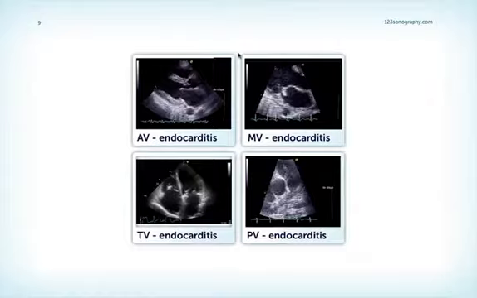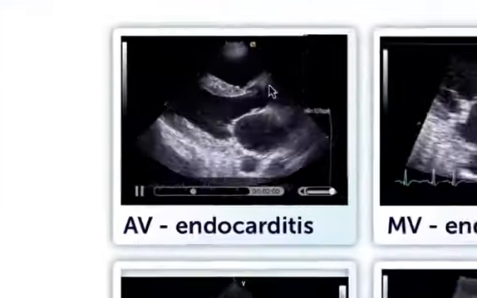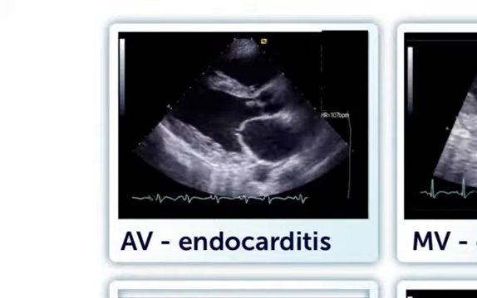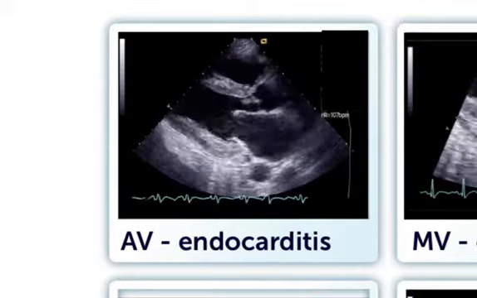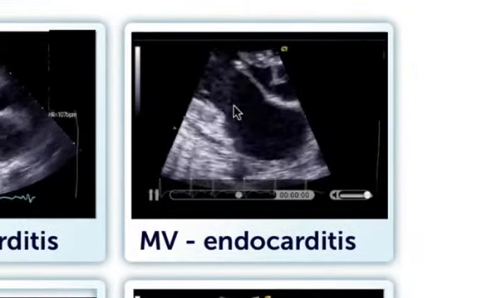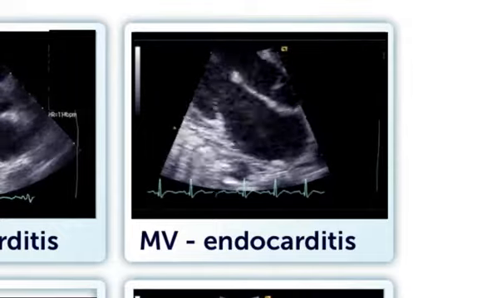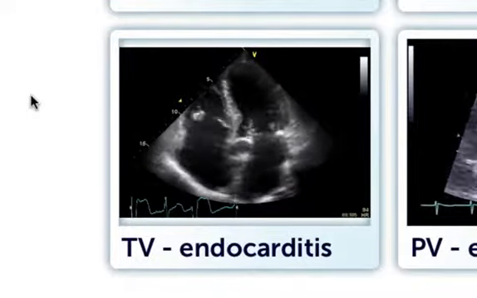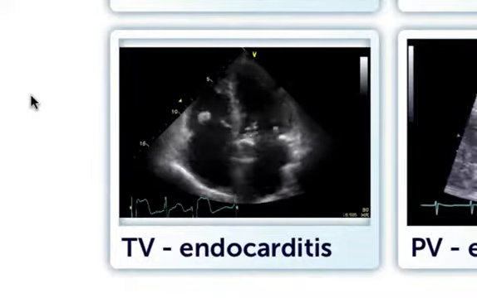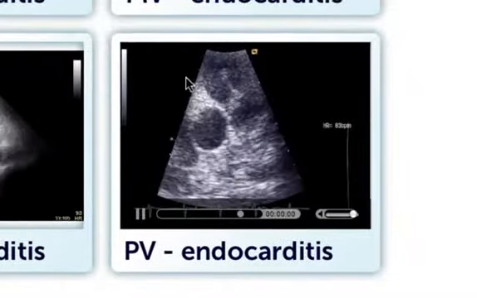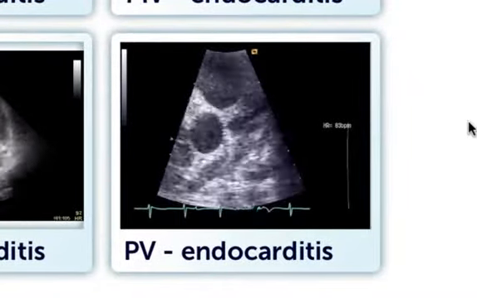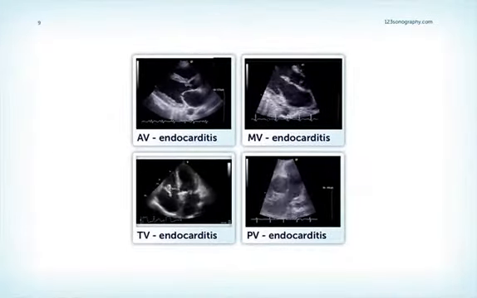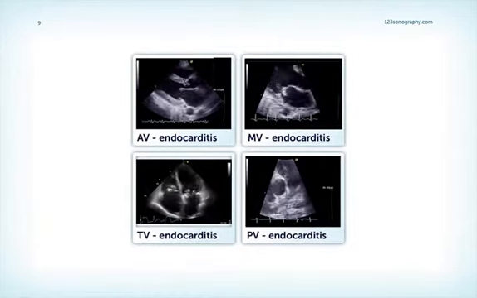Here are some typical findings of fresh endocarditis. Endocarditis of the aortic valve. We see the typical motion of an aortic valve vegetation. Here we have a vegetation on the anterior leaflet in a mitral valve endocarditis. A very large vegetation on the tricuspid valve in the setting of tricuspid valve endocarditis. And here, a very rare finding, actually the only image I could find of a pulmonary valve endocarditis. I'm quite sure none of you would miss the diagnosis in these cases. But it's not always that easy.